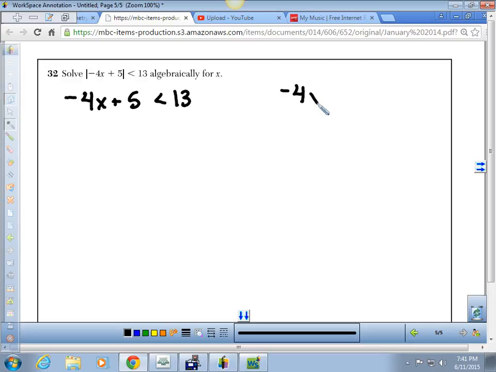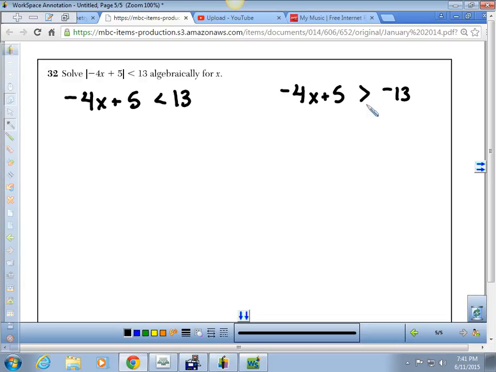Drop the bars. Do you ever change what's inside of the absolute value? No. So we drop the bars, and then what do we do with the other side? We negate the other side. Well, what happens when we negate inequalities? We've got to change the sign, right? We've got to change the sign.